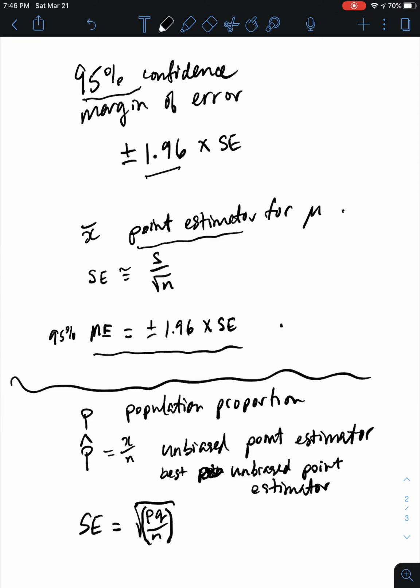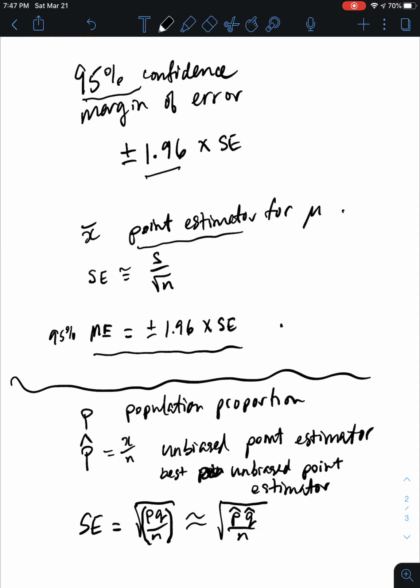Now, the same issue with this expression as with the previous discussion. P and Q are not known to us. If P was known to us, then we wouldn't have to go through all of this anyway. But P is not known to us, so we have to estimate the standard error. And we do that by using P hat and its buddy Q hat, instead of P and Q.